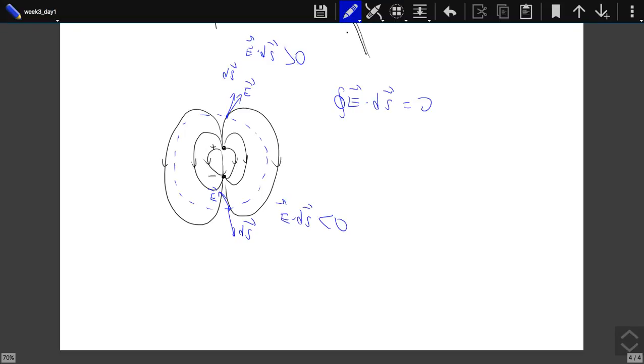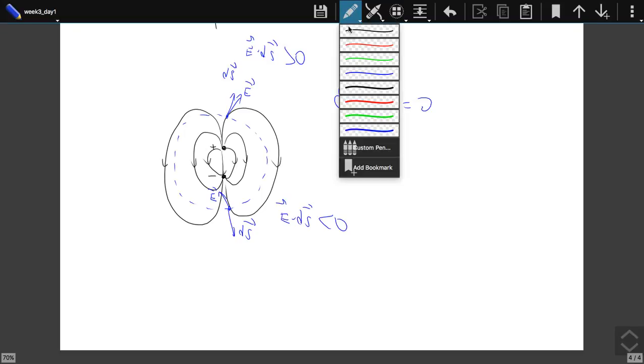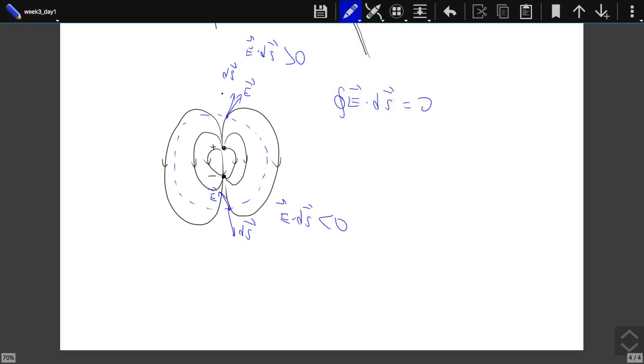The flux is 0. Now, of course, if you imagine such a surface, in that case, E dot ds is not 0. But in the book, we are assuming the dipoles are almost point-like. We are taking the limit of point-like dipoles, so there's no sense in talking about a surface passing through the dipole.